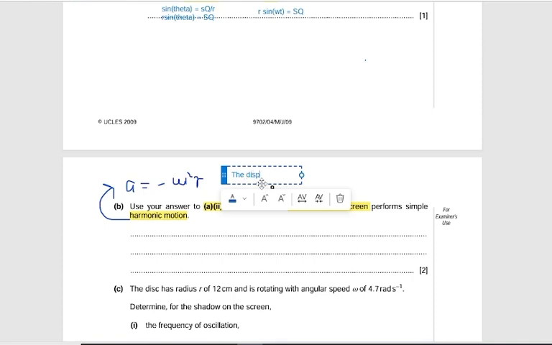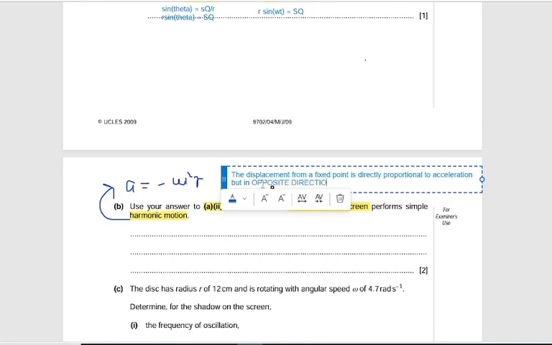The displacement from a fixed point is directly proportional to acceleration but in opposite direction. The reason why I have written this in caps lock, this opposite direction means this negative sign. The displacement from a fixed point is directly proportional to acceleration but in opposite direction.